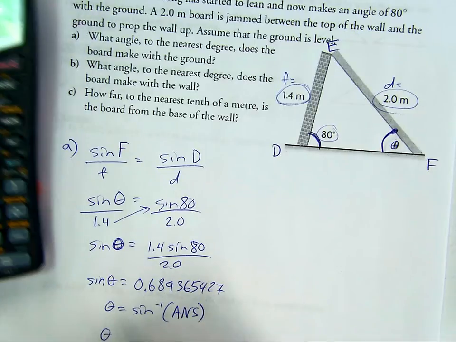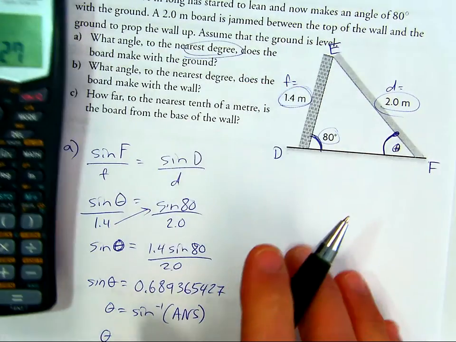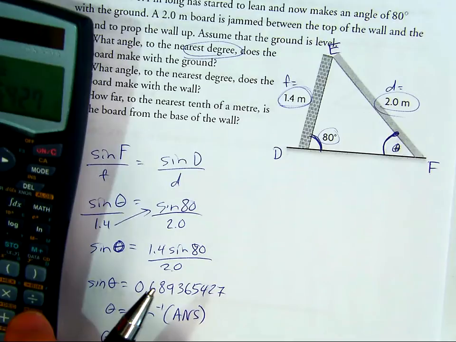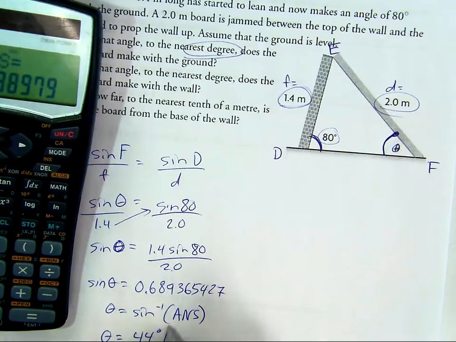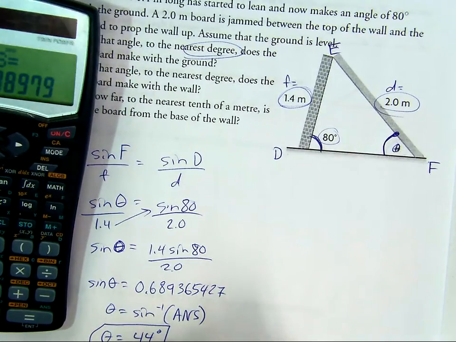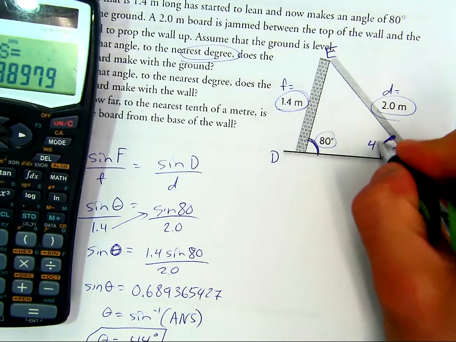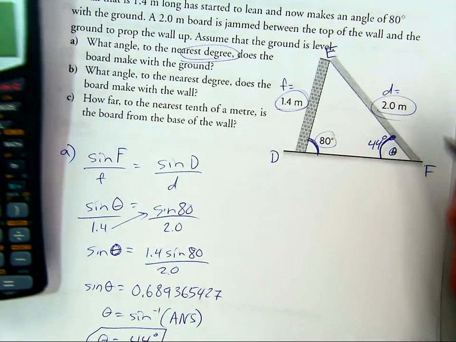And it wants this to the nearest degree. So if I take the sine inverse of that answer, I get 44 degrees. It's actually 43.57, so 44. So this is 44 degrees.